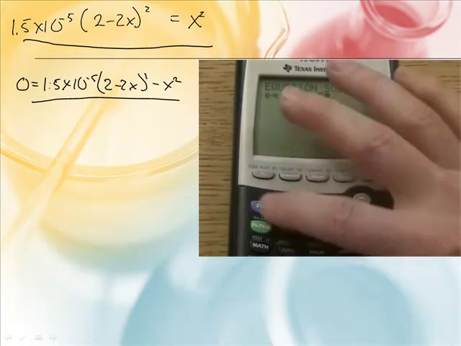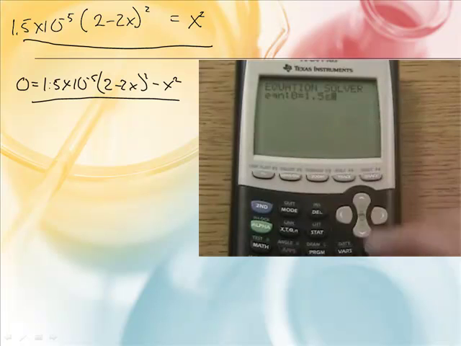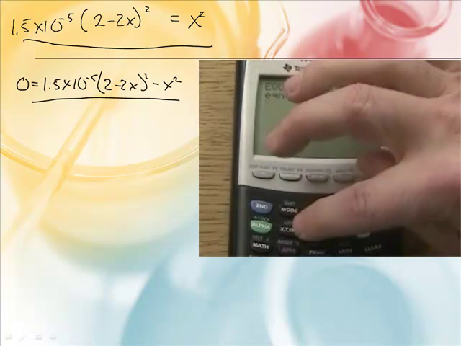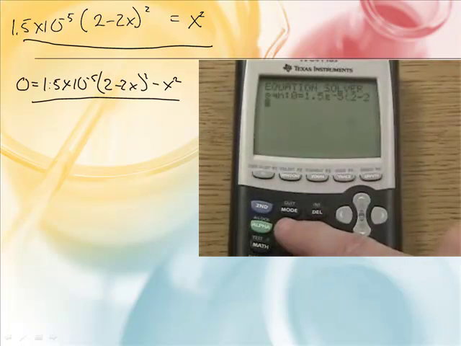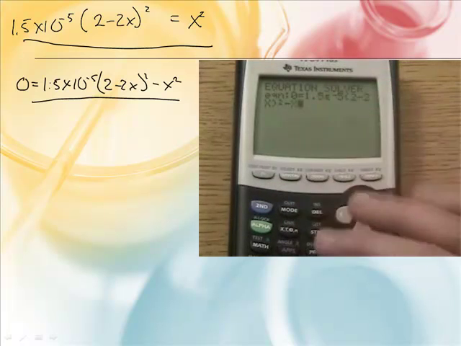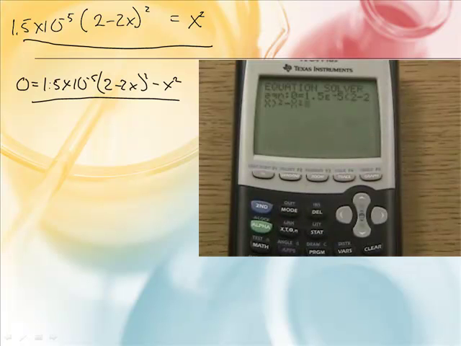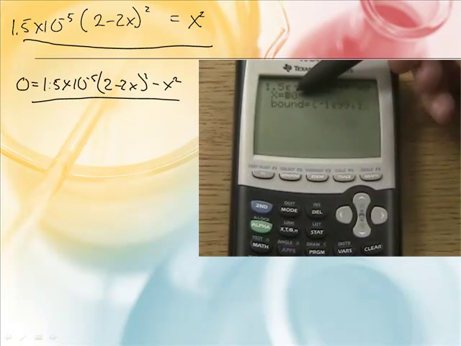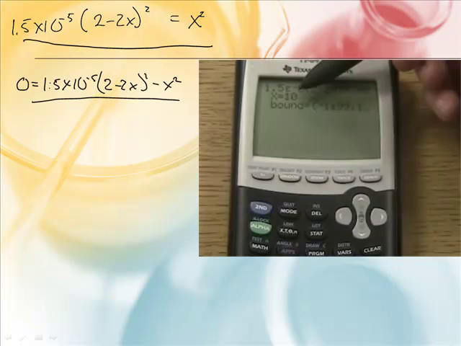I type 1.5, second function E, negative 5, parentheses, that's the times, 2 minus 2. The x button, if you don't know, is right next to the alpha button. So I push the x button, parentheses, squared, minus x squared. Good? Push enter. Now I have this thing, and I've got an x here. X is where you would type in a guess. I want to pick a particular number.